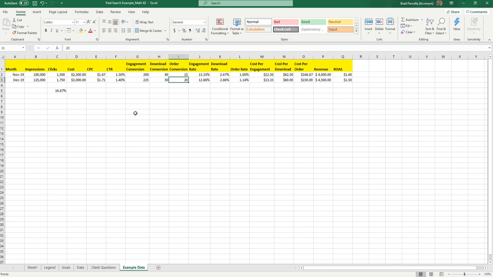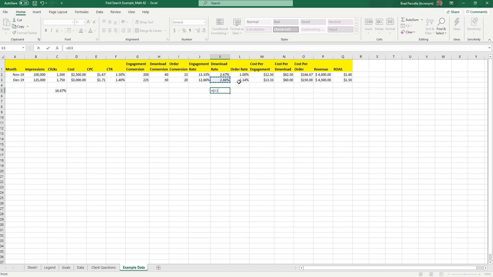So I'm going to run through a quick example of how I might analyze this data with a client. I might say, all right, cost per click definitely increased a couple cents. It's not a lot, but it did increase. And as you can see here, month over month, there is a higher download rate, a higher order rate, and you could see that by the numbers. And I'll even do the calculation too.